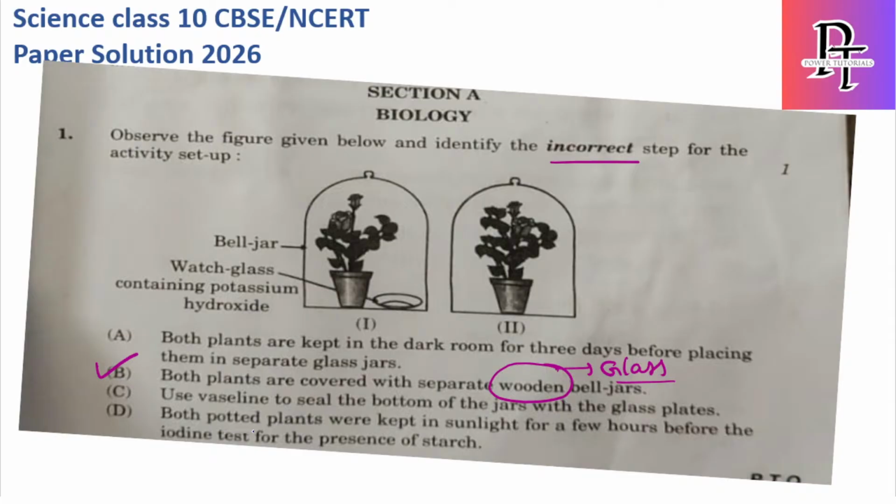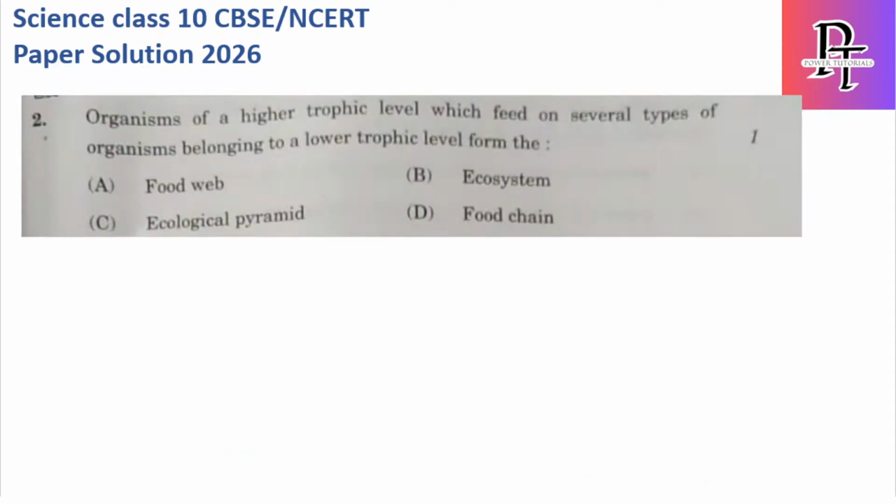Next, both potted plants were kept in sunlight for a few hours before the iodine test for the presence of starch. So these will be kept in sunlight. What will happen if sunlight is there and the glass is present? The sunlight will pass through the transparent glass jar and fall on the plants, and then we can do the iodine test for the presence of starch, whether carbon dioxide is absorbed or not. Okay, let's move to the second question.